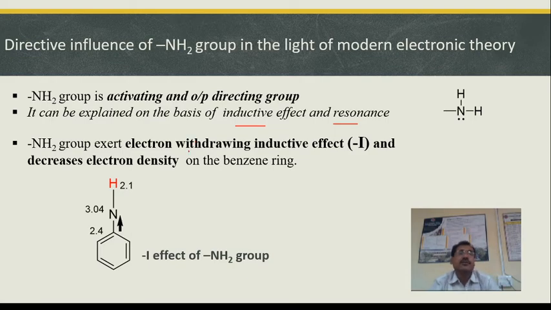So what kind of inductive effect will it exert? Nitrogen being more electronegative than carbon, having the electronegativity of 3.04 on Pauling scale, there will be an electron pull from carbon to nitrogen. So the overall effect of the NH2 group will be, sorry, I missed one of the hydrogens to be drawn here, because there should be one more hydrogen here. I should draw it right now.